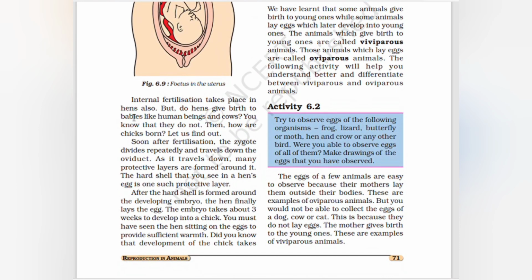Internal fertilization takes place in hens also. But do hens give birth to babies like human beings and cows? You know that they do not. Then, how are chicks born?